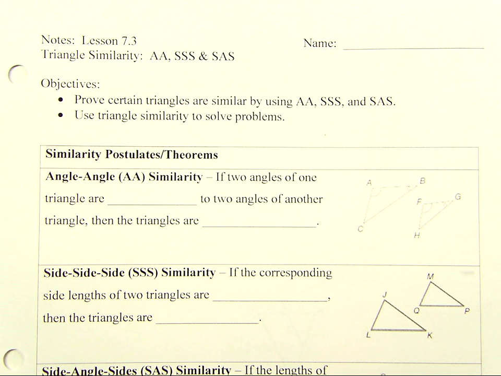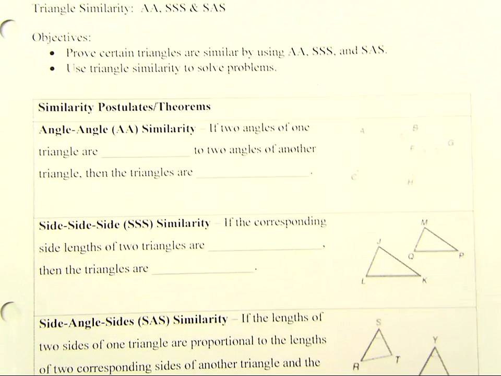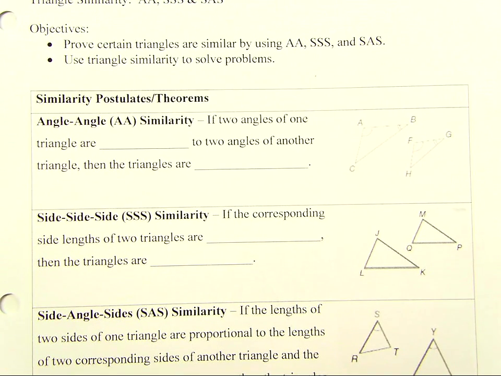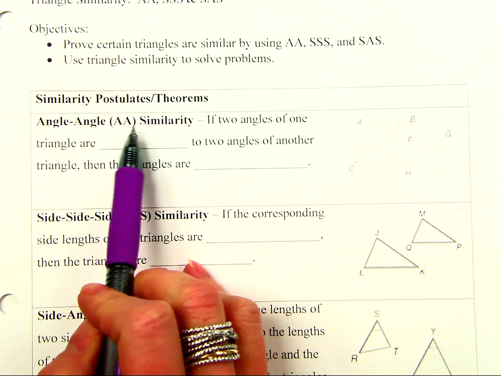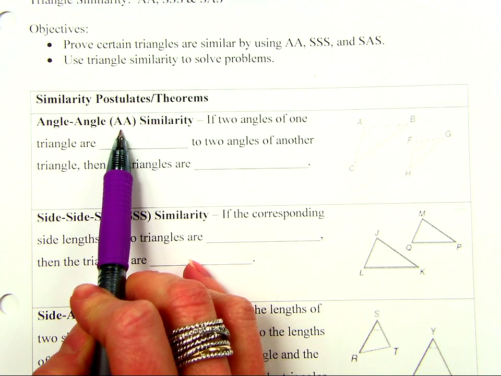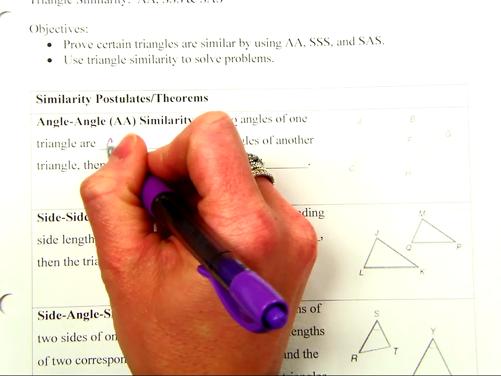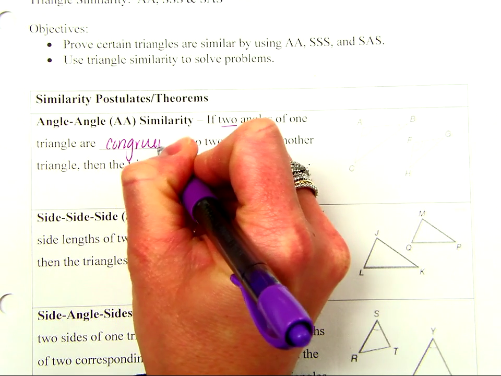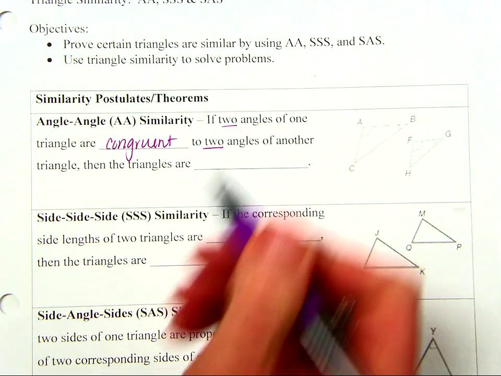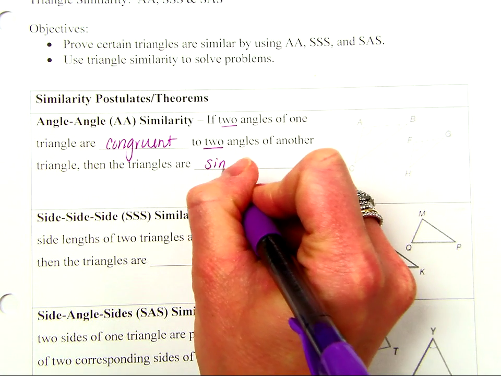Well, for triangles, there are actually some shortcuts that you can use to prove your triangles similar. So you don't have to check all 3 sets of corresponding angles and all 3 sets of corresponding sides. The first shortcut that I'm going to introduce you to is called the angle-angle shortcut. It's angle-angle similarity, so shorthanded AA. It says if two angles of one triangle are congruent to 2 angles of another triangle, then the triangles are similar.